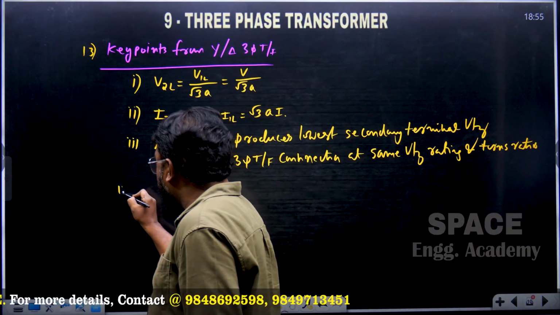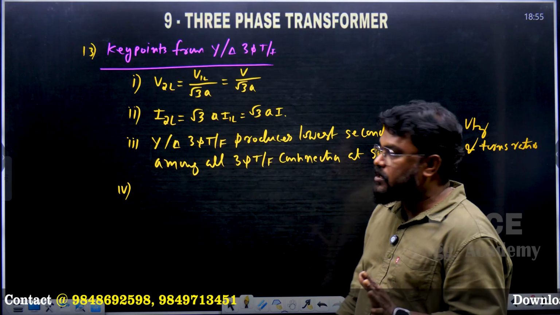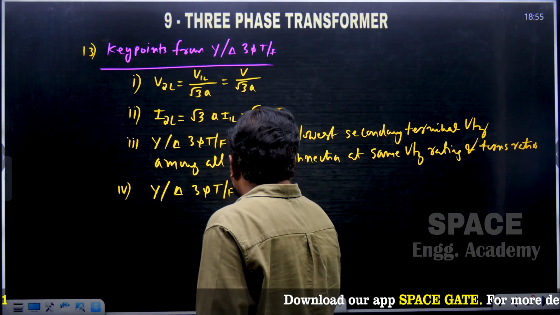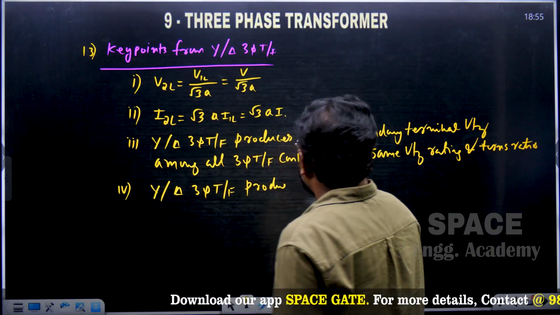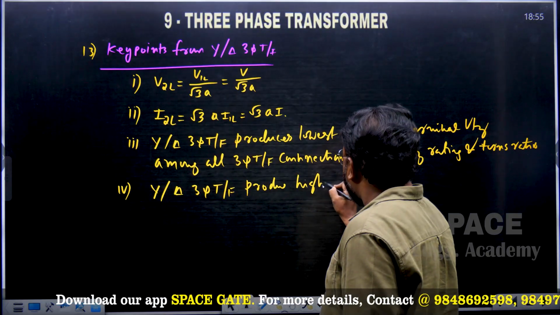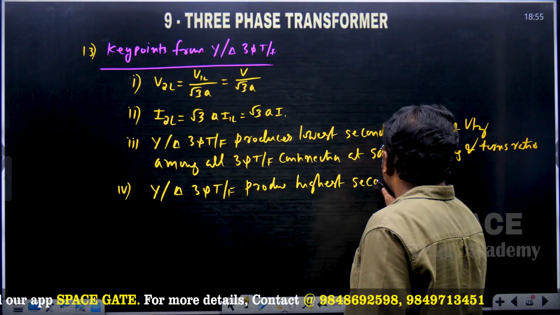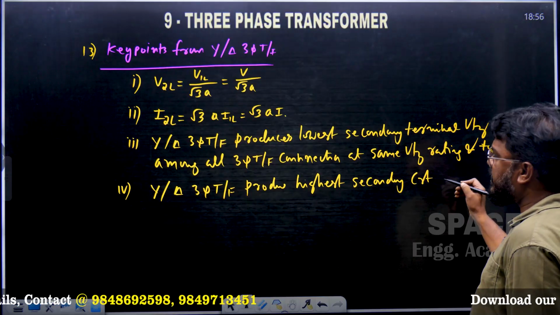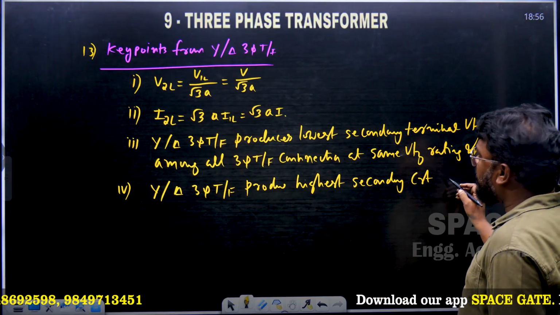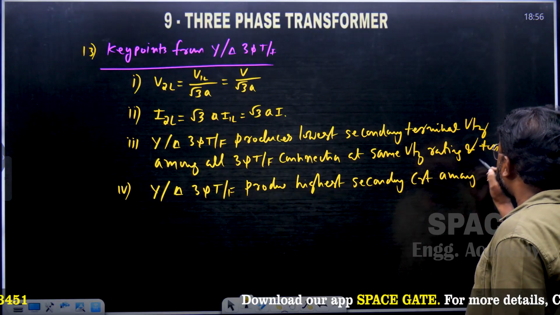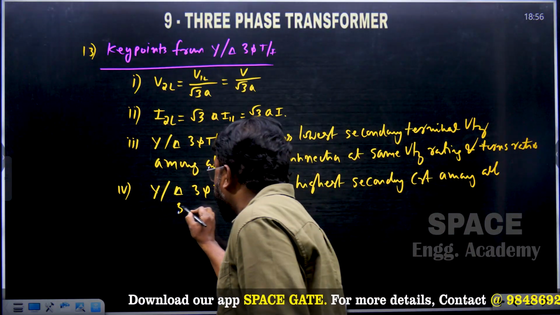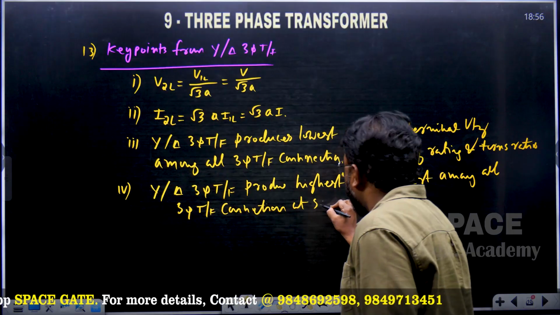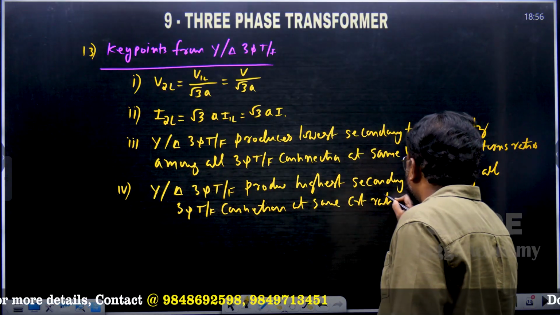And next, the fourth point about the star delta three phase transformer. The star delta three phase transformer produces the highest secondary current among all three phase transformer connections at the same current rating and turns ratio.